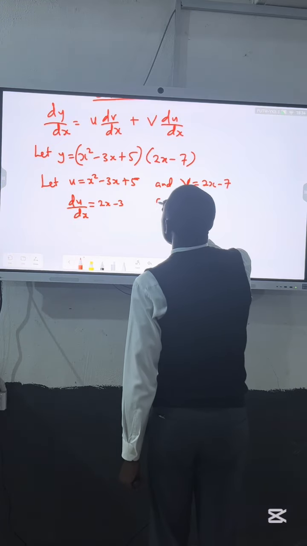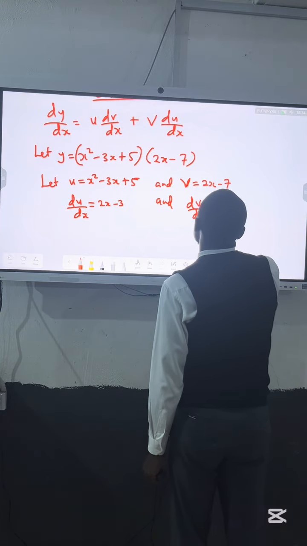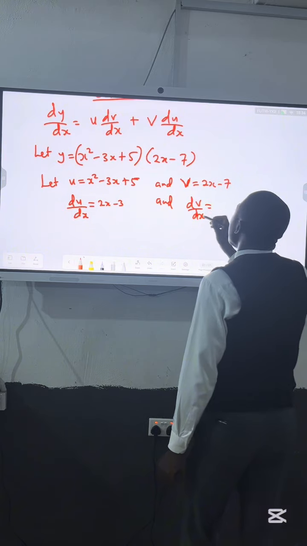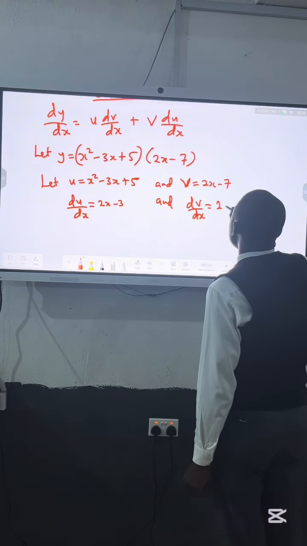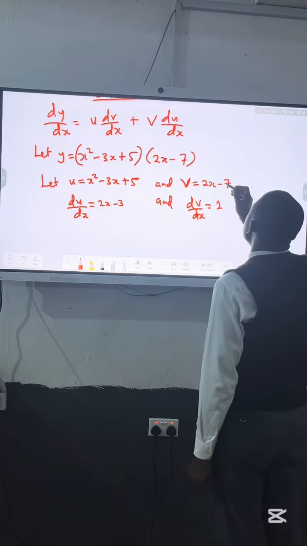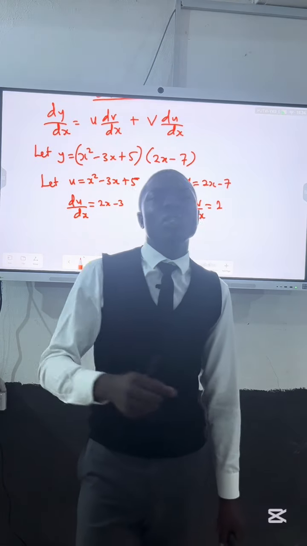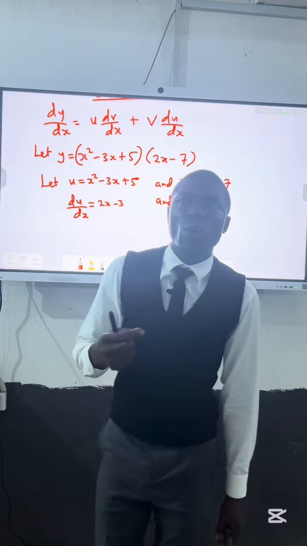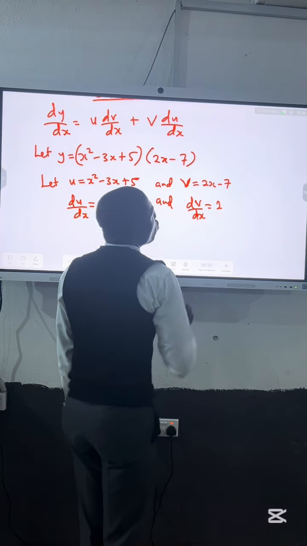Now, come over here and differentiate v with respect to x. We write this mathematically as dv/dx. If you differentiate 2x, you're going to get 2. Now, if you differentiate negative 7, since it does not have the letter x attached to it, you get 0. So it's gone. So that means dv/dx is actually 2.